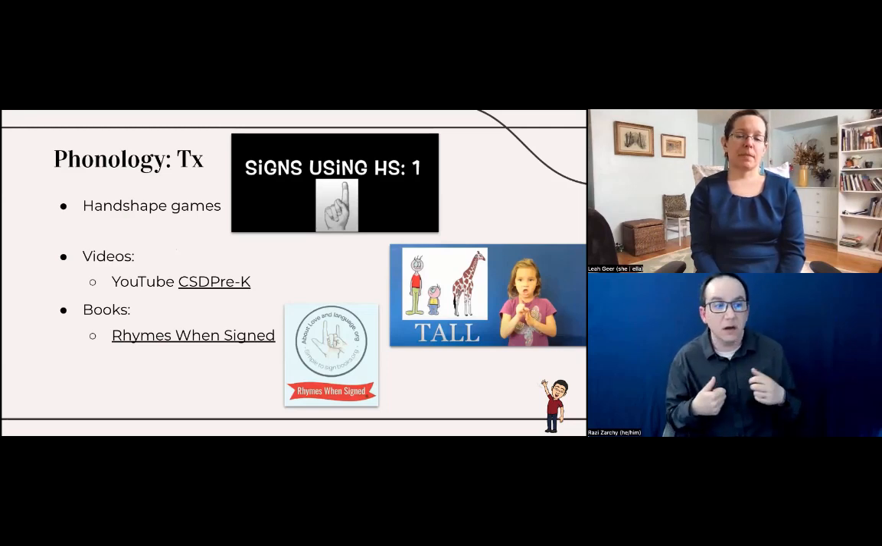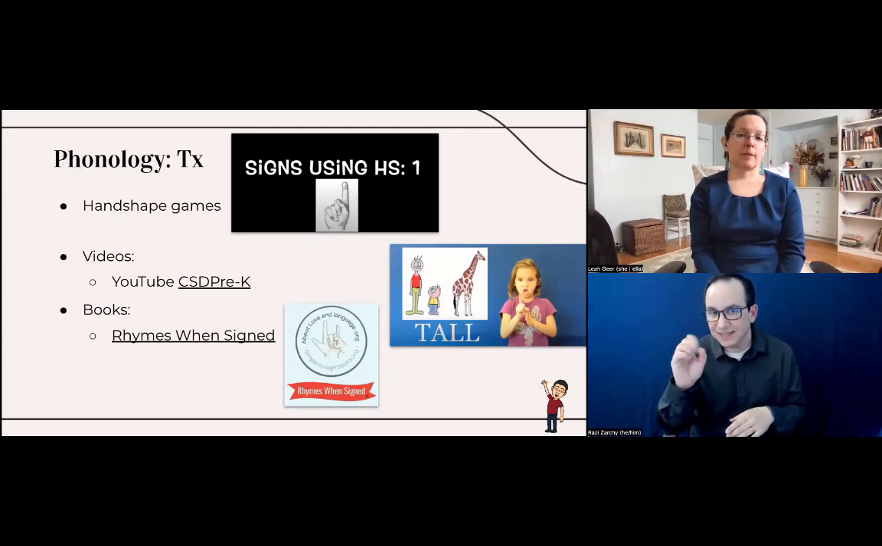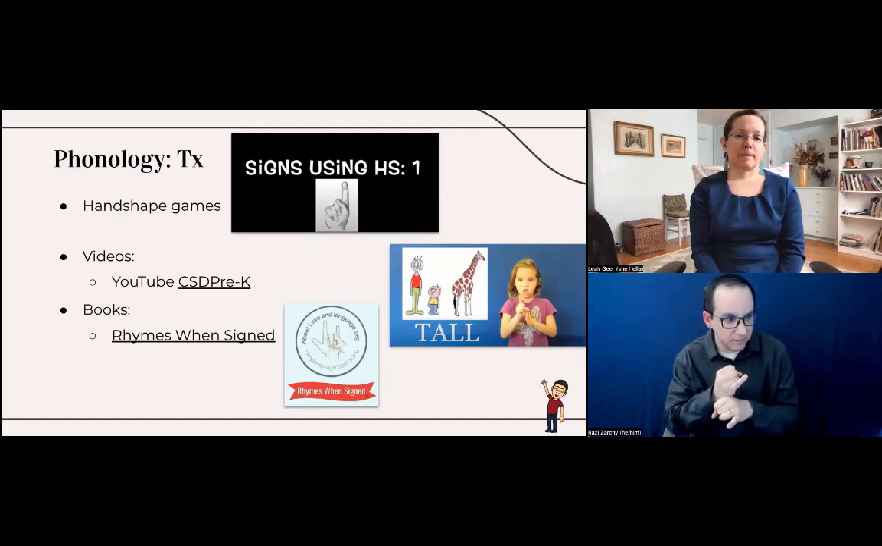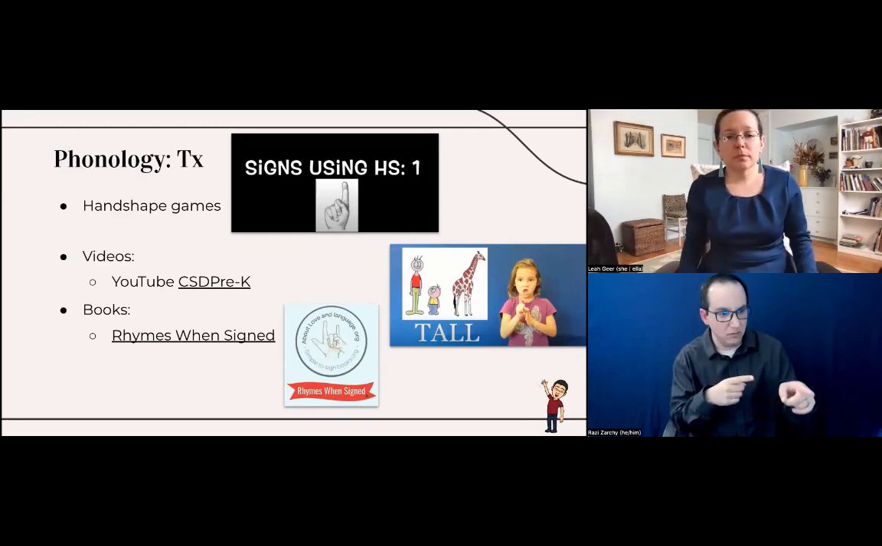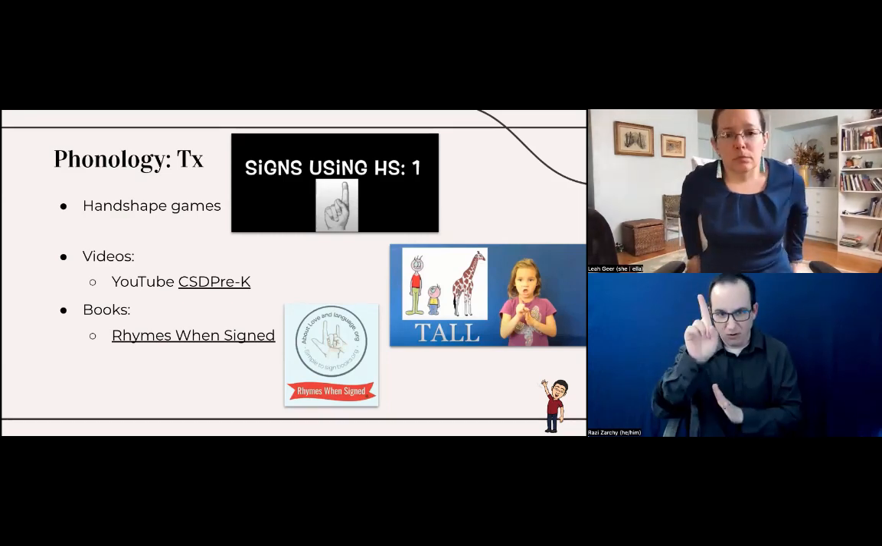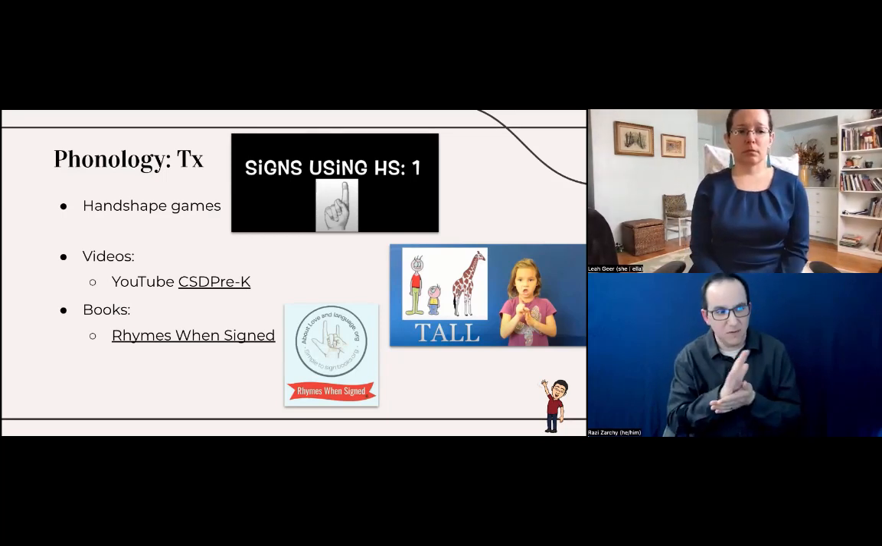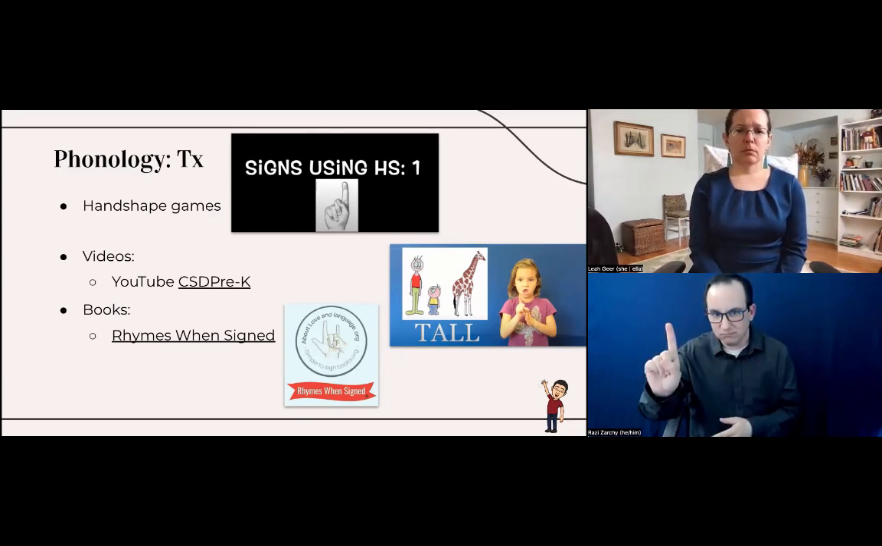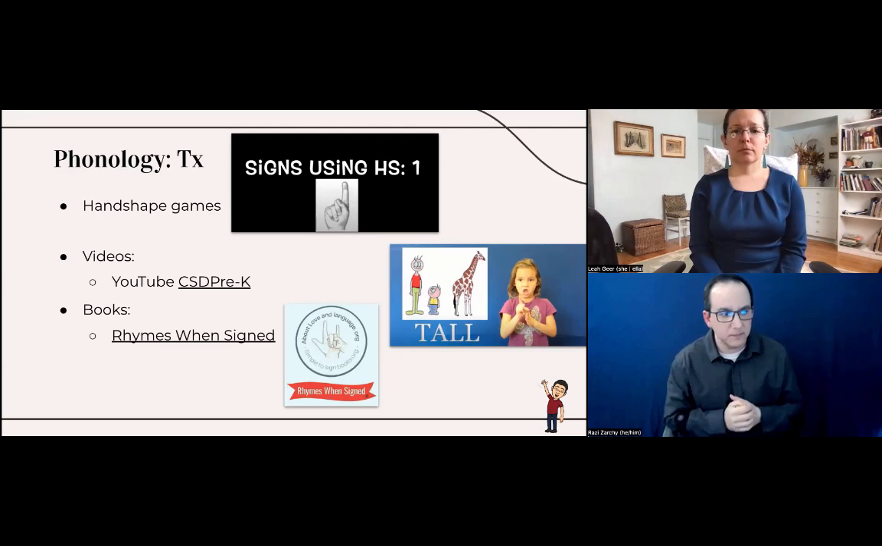You can play the handshake game. There are some videos that you can use. CSD, the California School for the Deaf, has a YouTube channel of some preschool kids who sign different things with different hand shapes. They have a wide variety of videos you can choose from showing different hand shapes. As you can see here, she's signing tall, all with this index finger hand shape.